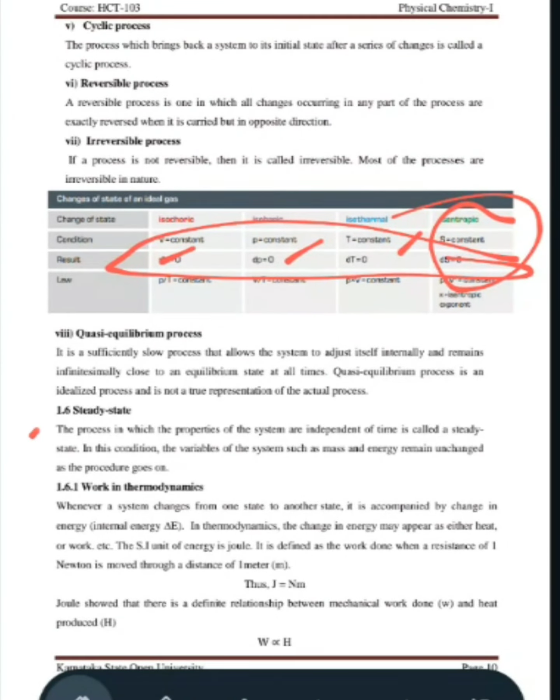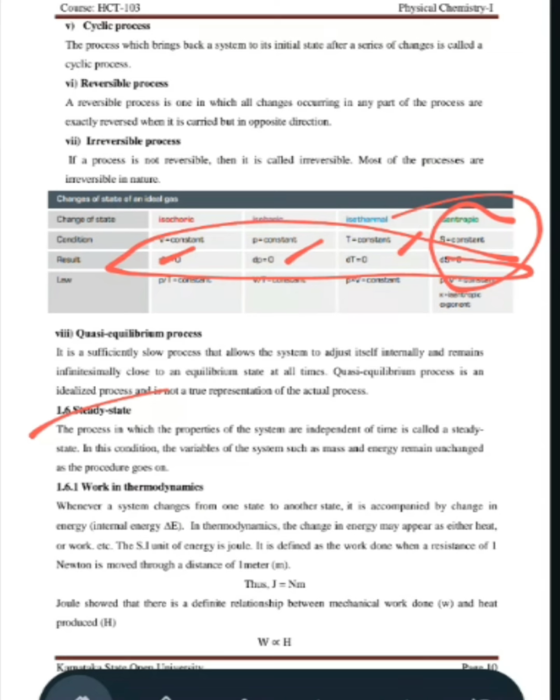So in steady state, the process in which the properties of a system are independent of time is called steady state. The variables of a system, such as mass and energy, remain unchanged with respect to this process. So here the variables such as mass and energy remain unchanged. So that is the steady state.